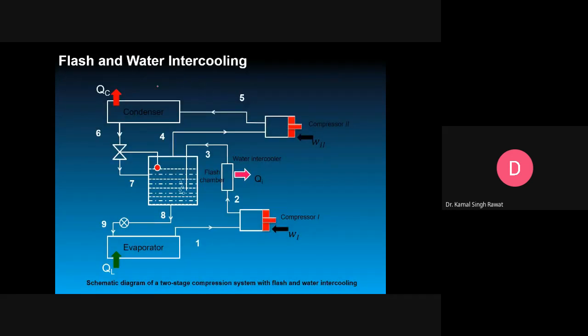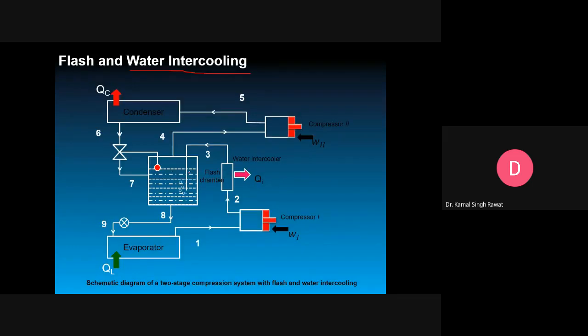Now, let's move to the next system, which is a combination of all these systems. In this system, we have flash gas removal, flash intercooling, plus water intercooling. So we are going to introduce water intercooling. So what is flash intercooling? When we cool the superheated vapor, when we bubble this superheated vapor through the flash chamber, this is known as flash intercooling.